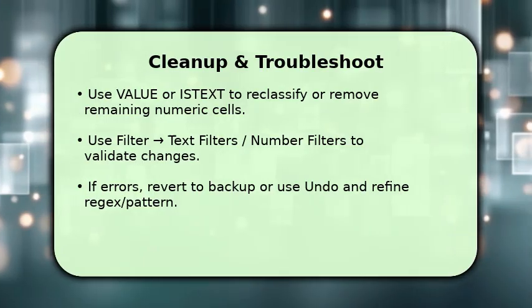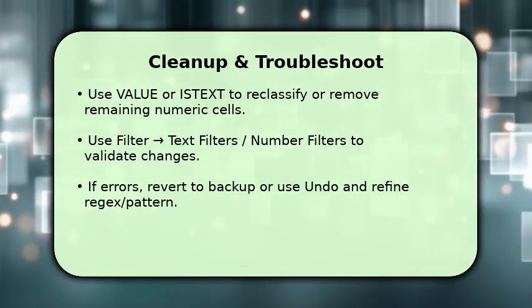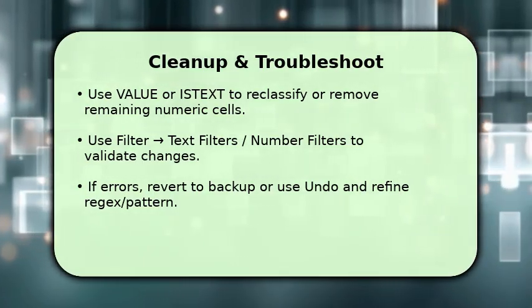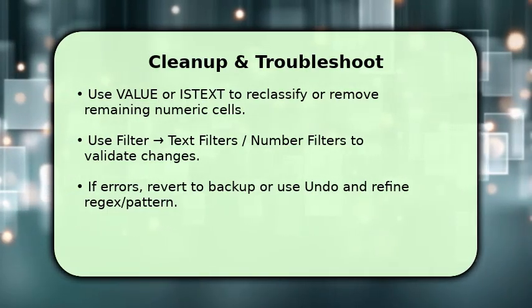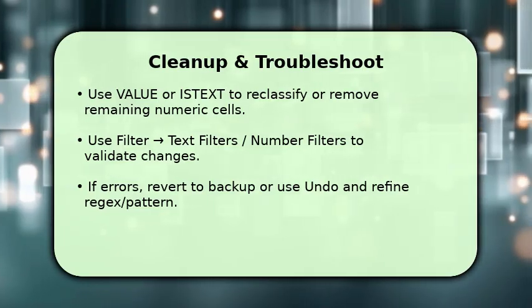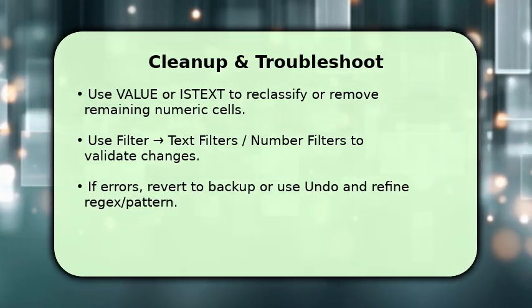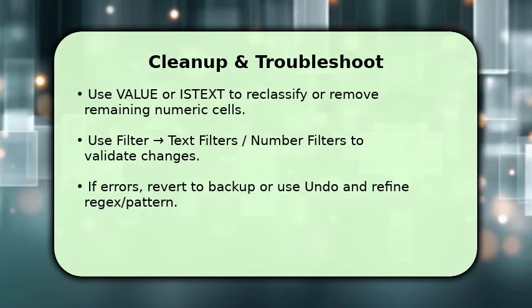Apply filters to catch cells that still contain digits or that became blank. Use ISNUMBER, VALUE, or ISTEXT to reclassify content and remove rows where numbers must be gone entirely. If you need to permanently delete rows, filter numeric only and delete visible rows.